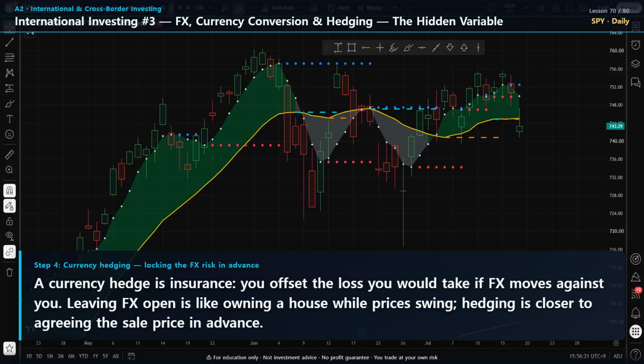country. A currency hedge is insurance. You offset the loss you would take if FX moves against you. Leaving FX open is like owning a house while prices swing. Hedging is closer to agreeing the sale price in advance.